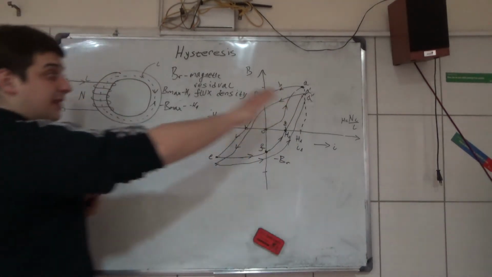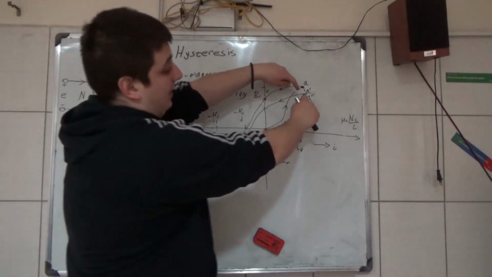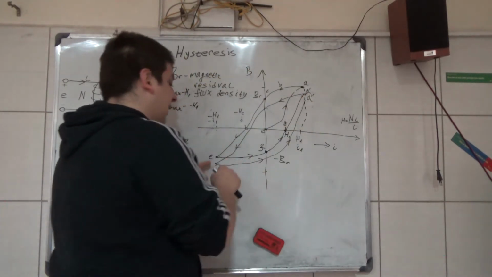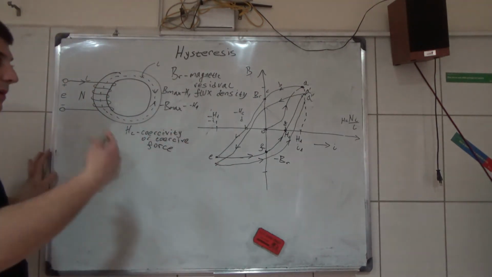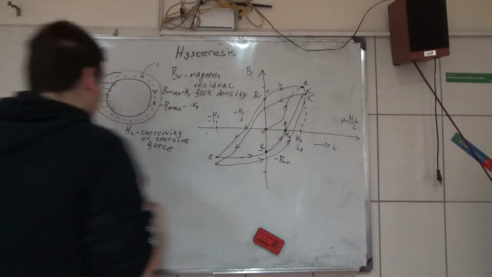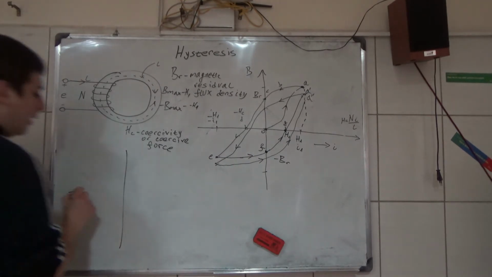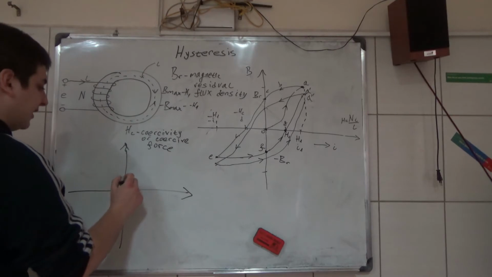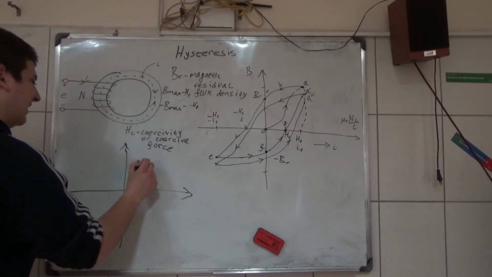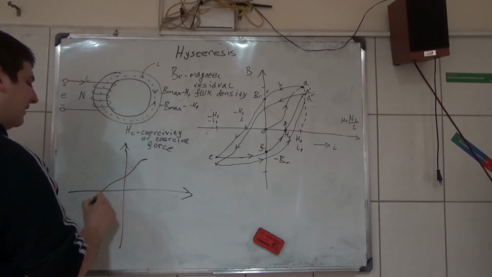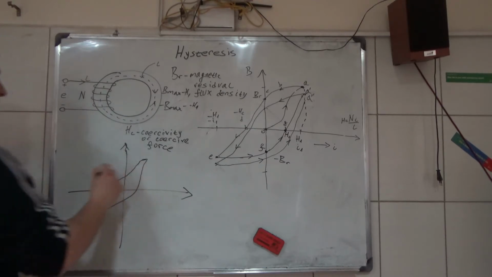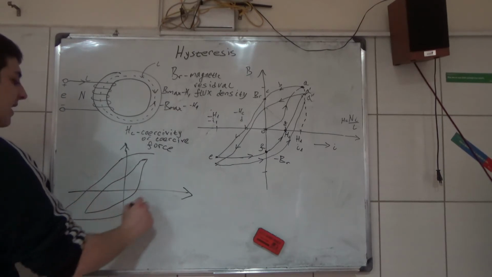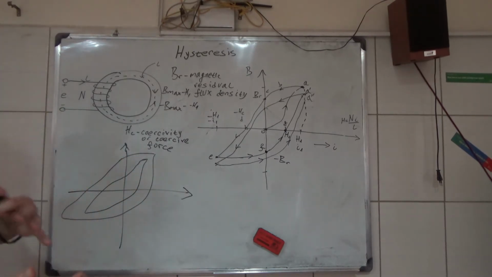After several cycles, all this will go to the same point, and here it will go to the same point, and here and here. And then you have these hysteresis loops. And they vary with the material.